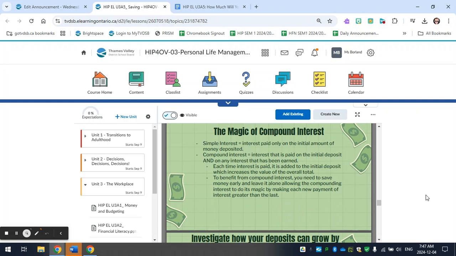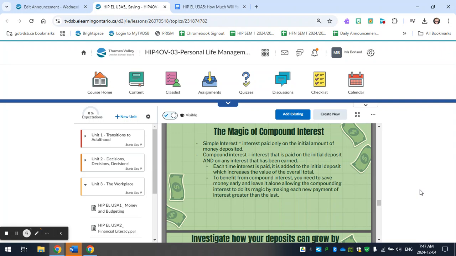So let's say you put $100 into a bank account and you get $20 in interest on that. Now you have 120. With compound interest, the next interest is going to add on to that 120, and not just that initial 100. That means each time interest is paid, it's added on. To benefit from compound interest, you need to save money early and leave it alone.